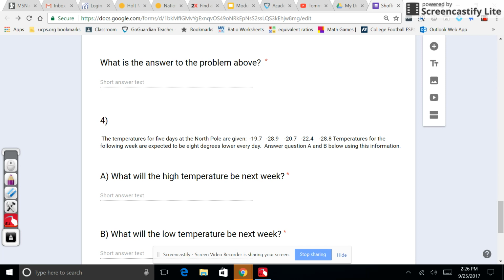So I'm going to change all of these numbers to something different. So now I've got negative 11, negative 15, negative 8, negative 23, and negative 40. Now these are all negative numbers, so they're cold.